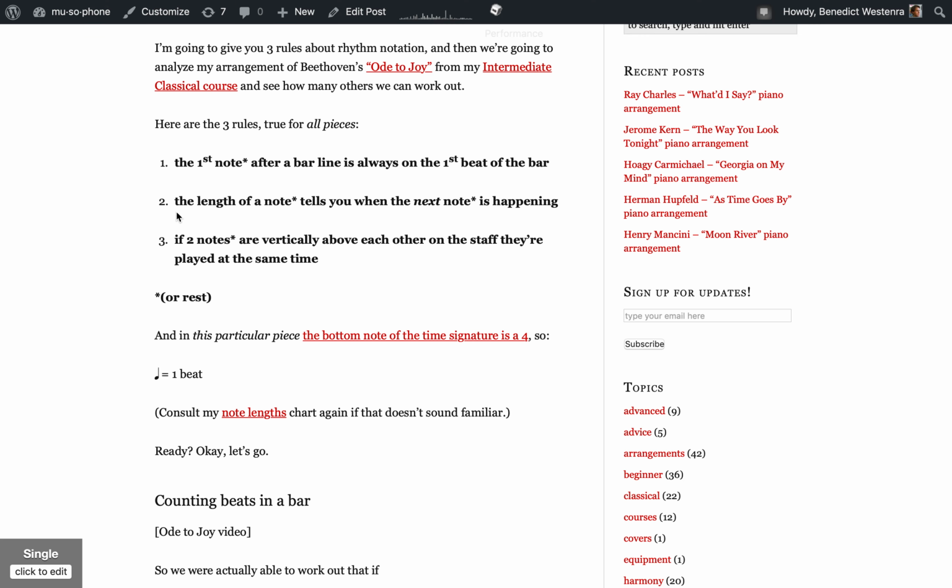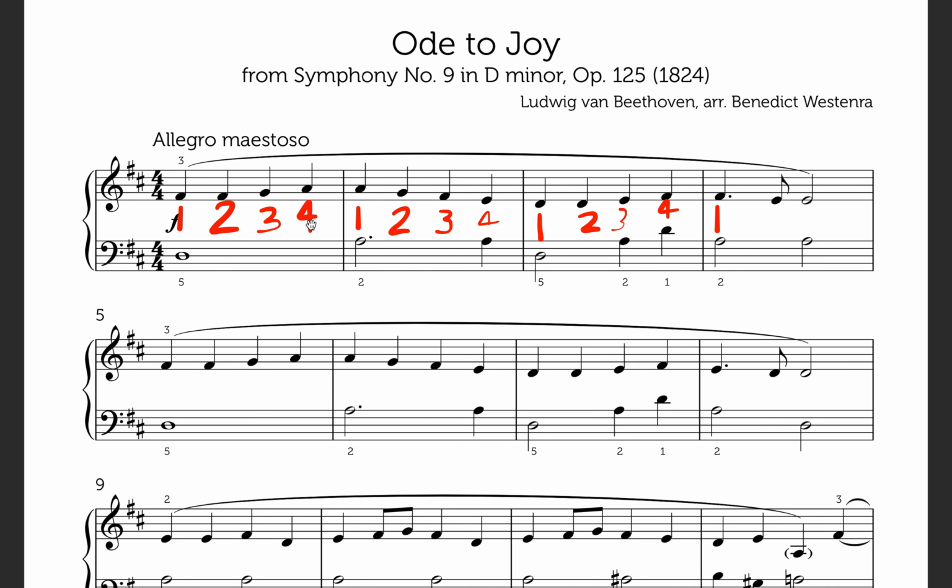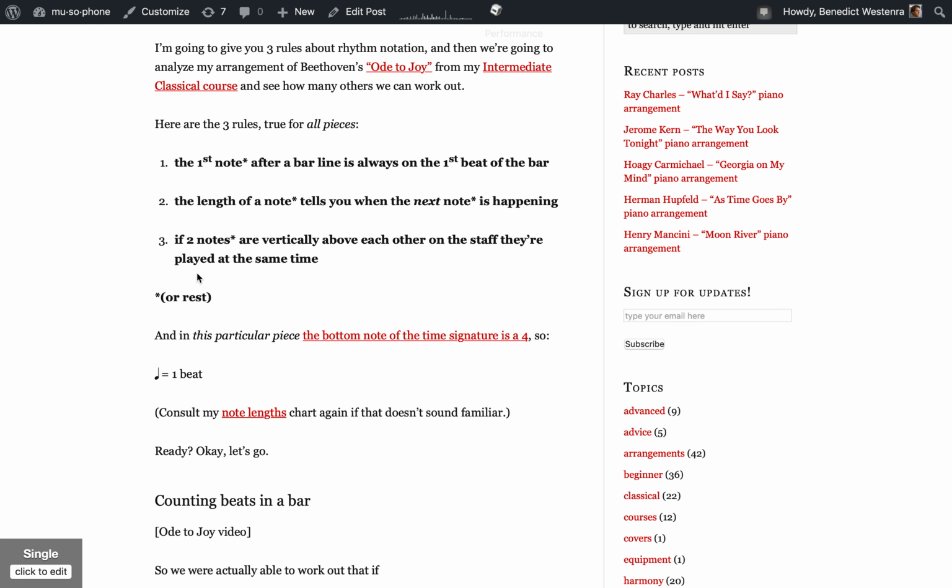The second rule: the length of a note tells you when the next note is happening. So that's how we worked out all of these beats. We just knew that this was on the first beat of the bar. We knew how long it is, and it allowed us to work out when this note happened. And then we knew how long this note was, which allowed us to know when the next note happened, and so on. We have this kind of string where when each beat is happening depends on the length of the previous one.